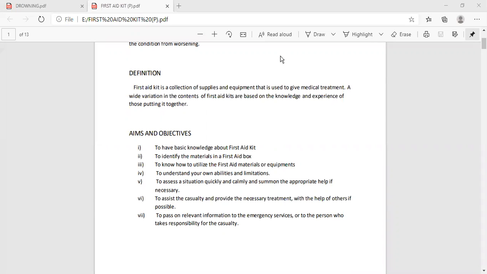Then you have to understand your own abilities and limitations. Then you will have to assess the situation quickly and calmly. Then you have to assess the casualty and provide the necessary treatment. Then last, you will have to pass the information to the emergency service. If the case is too serious, then you will have to call for emergency help and take the patient to the hospital.